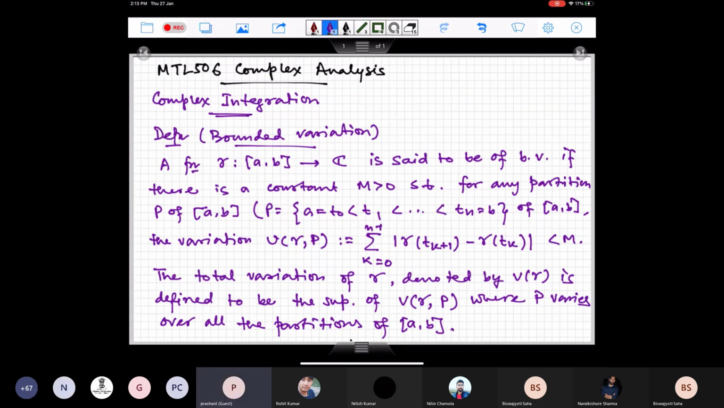Yes, sir. So you see, if a function is of bounded variation, then V gamma P, irrespective of whatever P you take, is bounded above by some constant. So if you collect the set of all these numbers V gamma P, then this is a bounded above subset of non-negative real numbers, and therefore it's going to have a supremum, and that supremum is called the total variation.